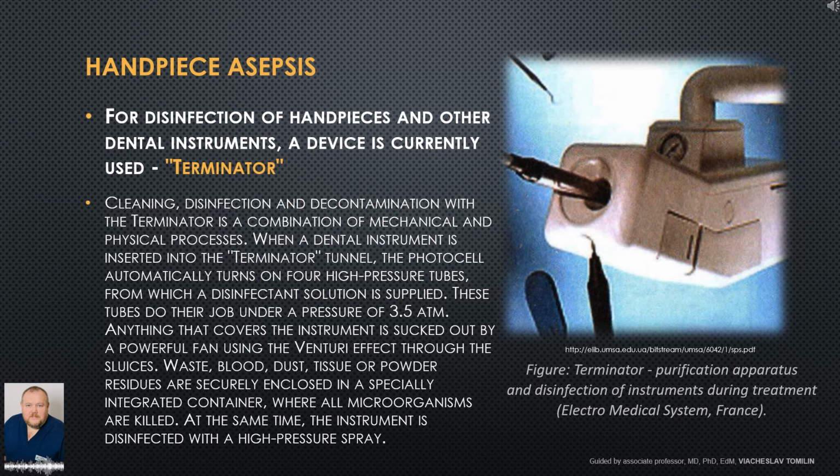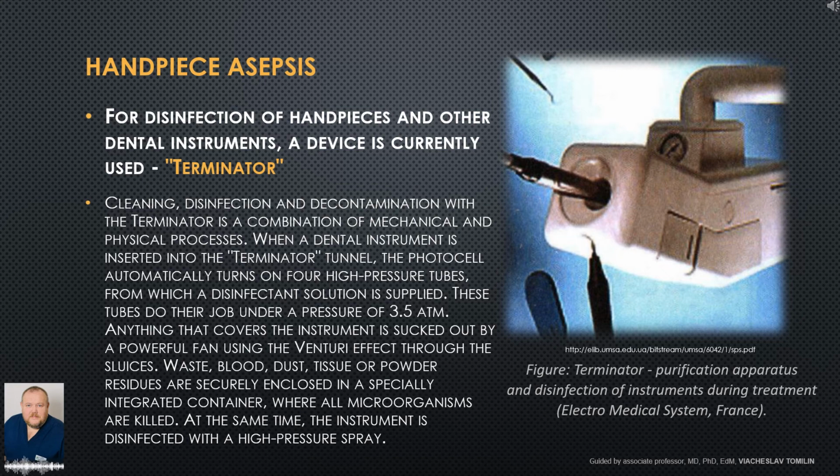For disinfection of handpieces and other dental instruments, a device is currently used, the Terminator. Cleaning, disinfection and decontamination with the Terminator is a combination of mechanical and physical processes. When a dental instrument is inserted into the Terminator tunnel, the photocell automatically turns on 4 high-pressure tubes, from which a disinfectant solution is supplied. These tubes do their job under a pressure of 3.5 atmospheres.